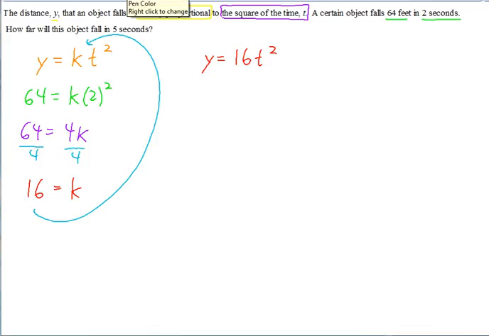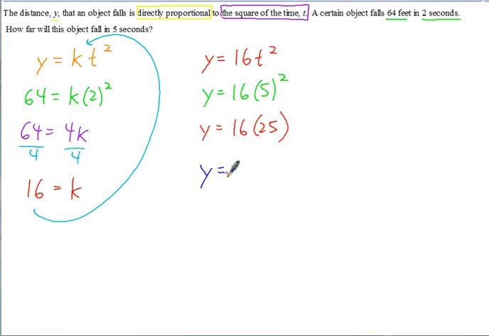And now we can answer the question at the end: how far will this object fall in 5 seconds? So y equals 16 times, when time is 5, 5 squared. First you do exponents before multiplication, so 5 squared is 25. 16 times 25, just think about money here. You've got 4 quarters to a dollar. So 4 times 25 would be 100, so 16 would be 400. And you look back at the problem for the units. The units here are feet, so 400 feet.